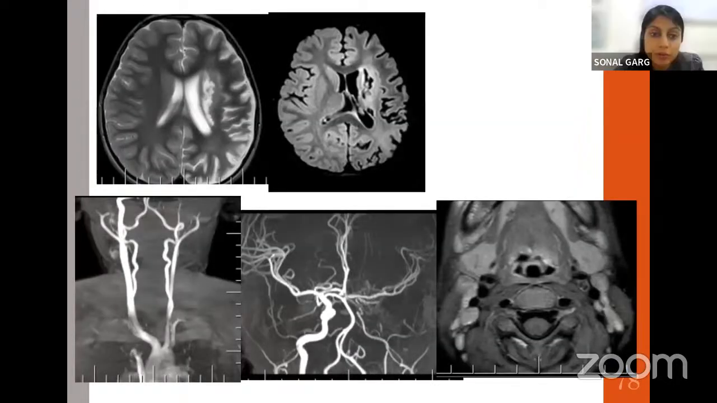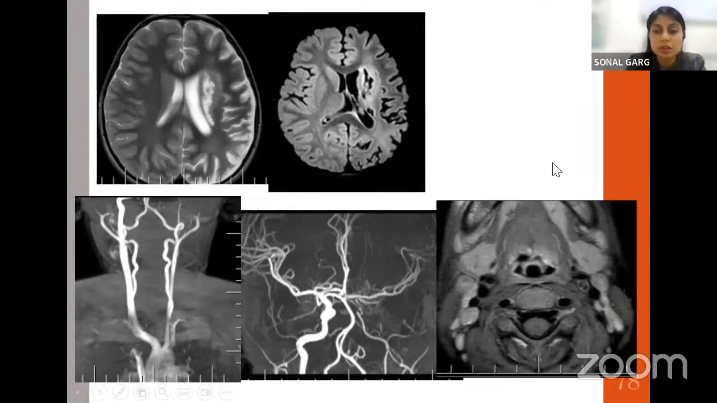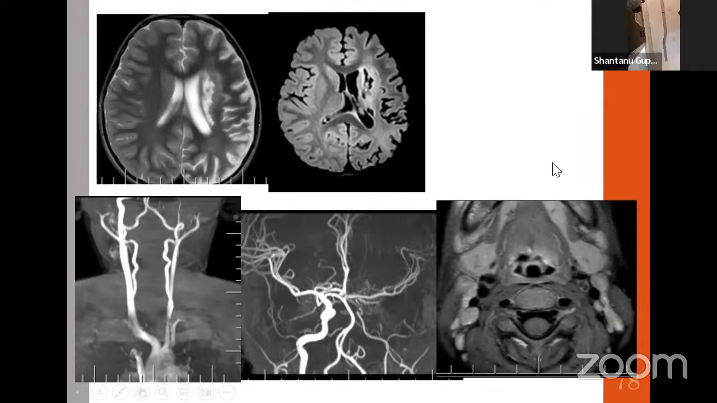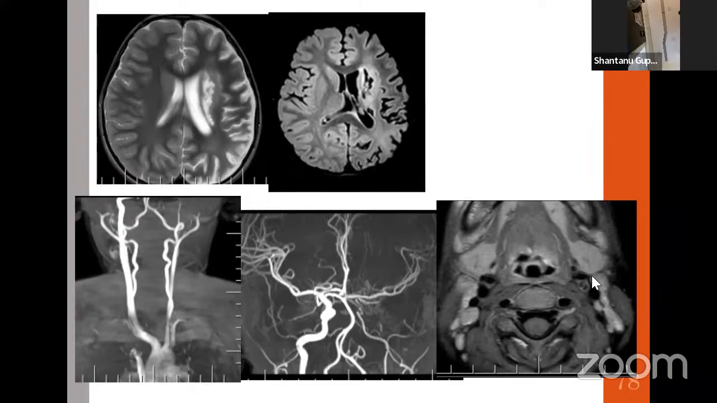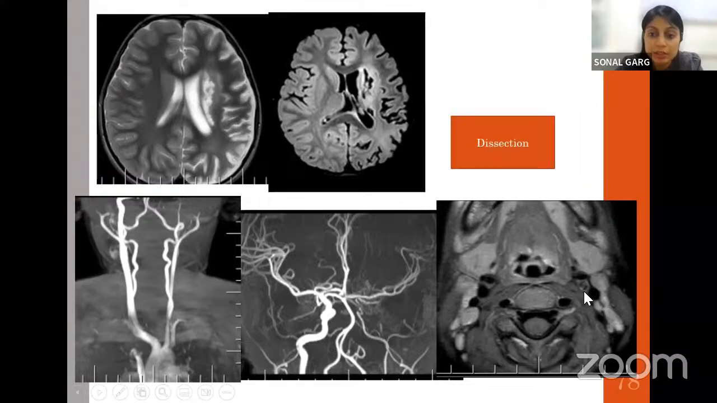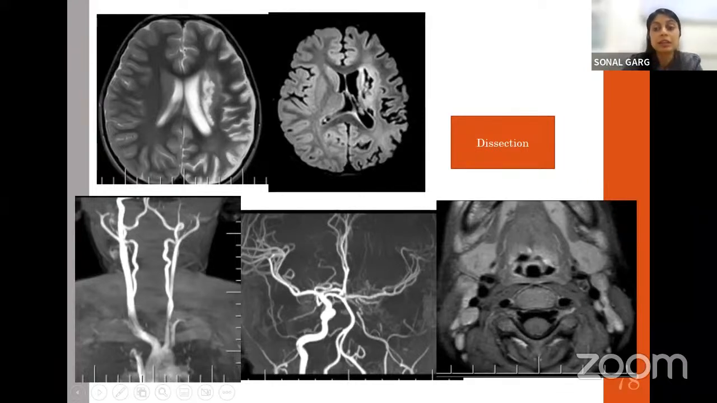This is our next example, another case. Well-developed stroke. When you do the angiogram, you can see that we cannot see the ICA on the left side. And when you do the vessel wall imaging, you can very nicely see the dissection within the vessel. If you can see my arrow, you can see the wall has been dissected. So this is another very nice, robust imaging modality for pathologies like dissection, vasculitis, and arteriopathy.